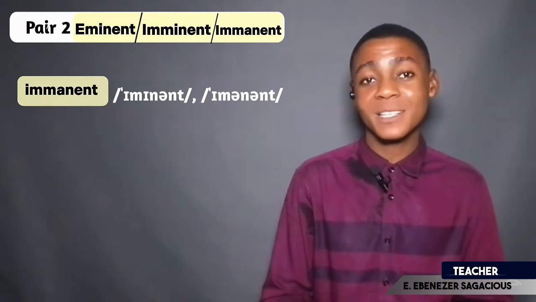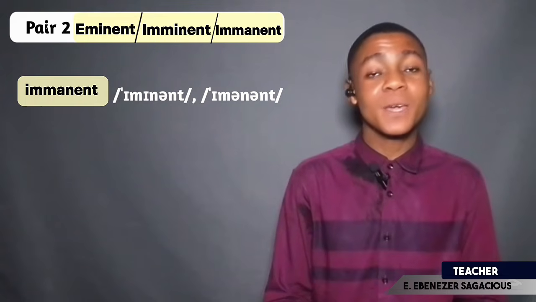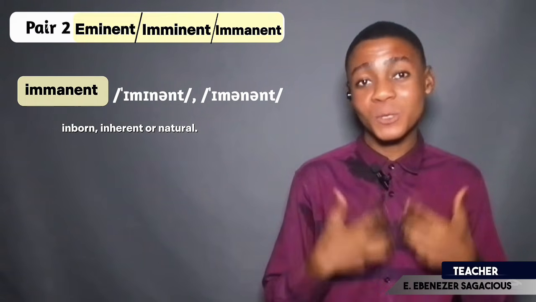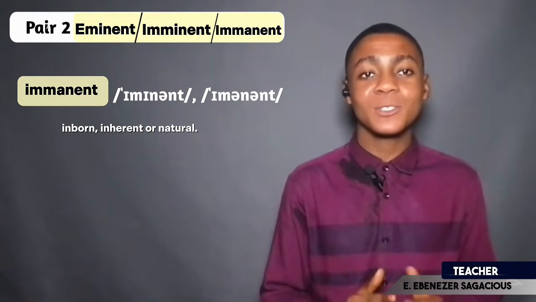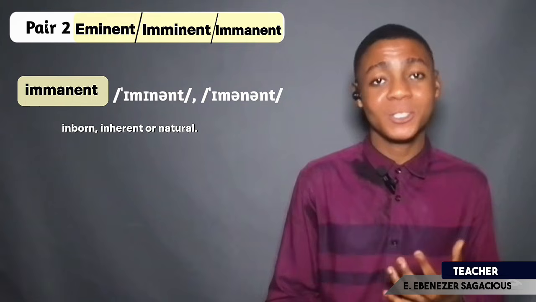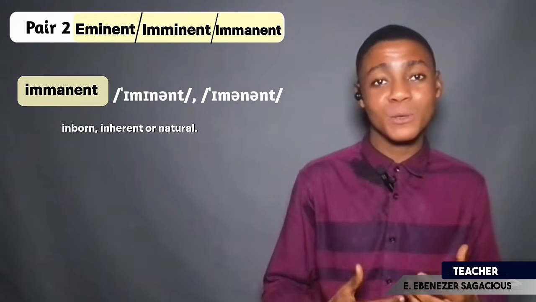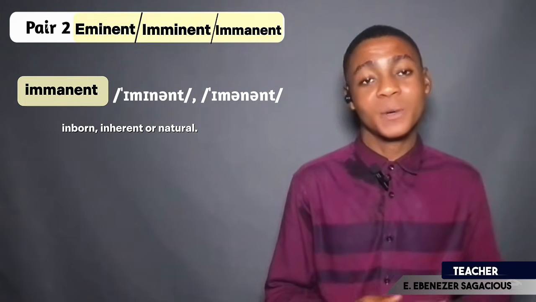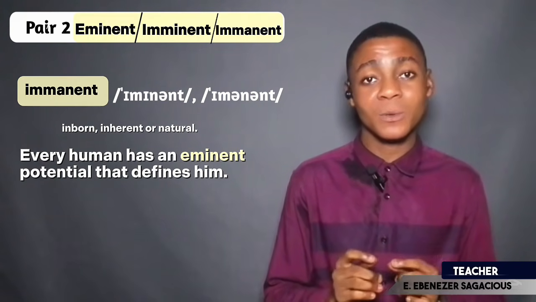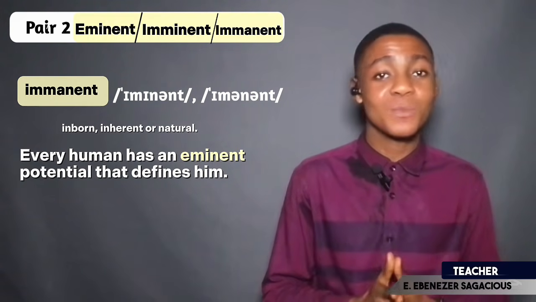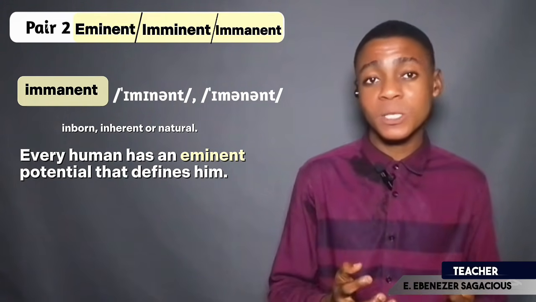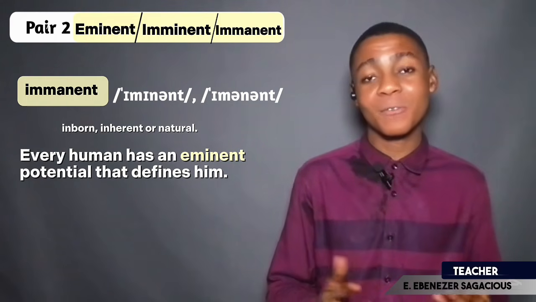Finally, we come to immanent with letter A, which means inborn, indwelling, inherent, or something deposited within. It is often used in philosophical, religious, and abstract conversation to describe something inbuilt, something inborn. For example, every human has an immanent potential that defines him. This means that every human has an inborn ability, attributes that separate him from every other person.